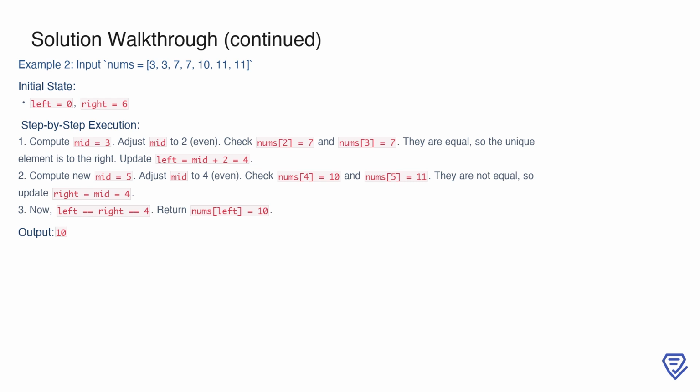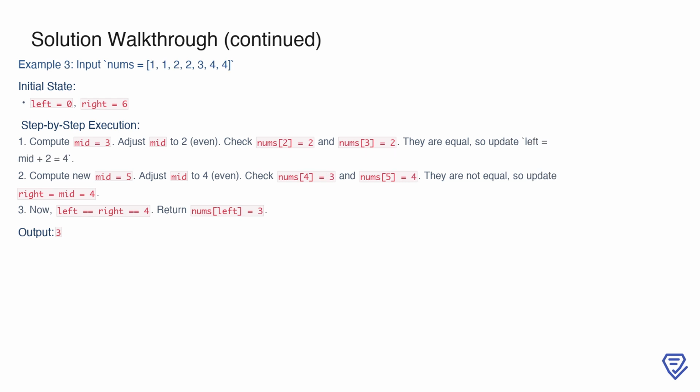Next, we compute a new mid, which is 5. Since this is odd, we adjust it to 4. We then compare nums[4] and nums[5], which are 10 and 11, respectively. These values are not equal, so the unique element must be on the left side. We update right to mid, setting it to 4. At this stage, both left and right equal 4, and the unique element is found at nums[left], which is 10. This is the output for this example.